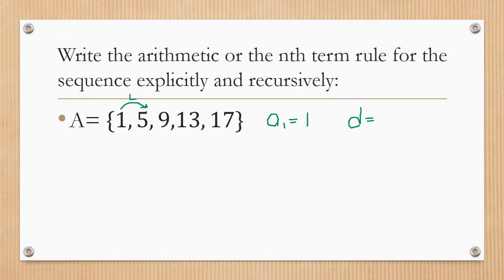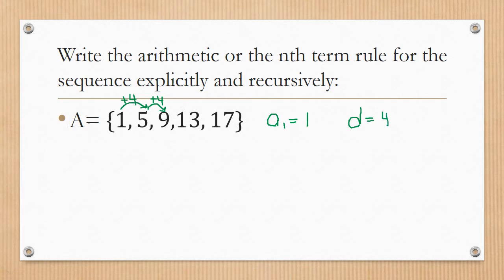That means I need to add 4 to 1 to be able to get to the next term in the sequence, which is 5. 9 minus 5, that's a 4. 13 minus 9, that's 4. And then 17 minus 13, which is 4. So the common difference in this situation is 4.